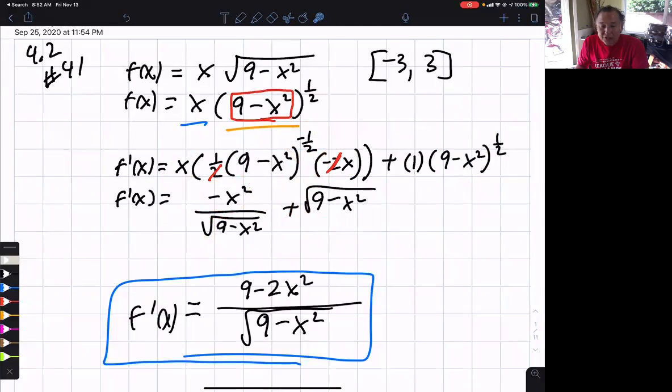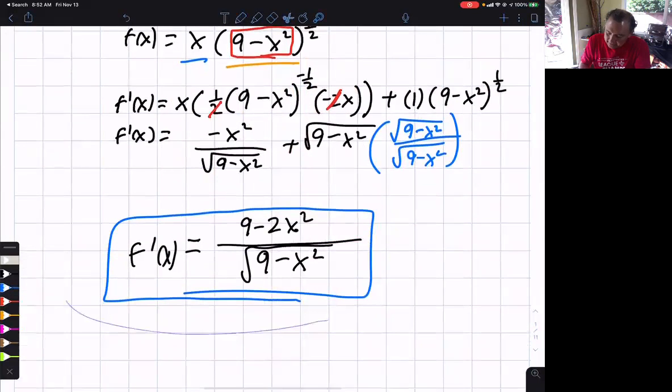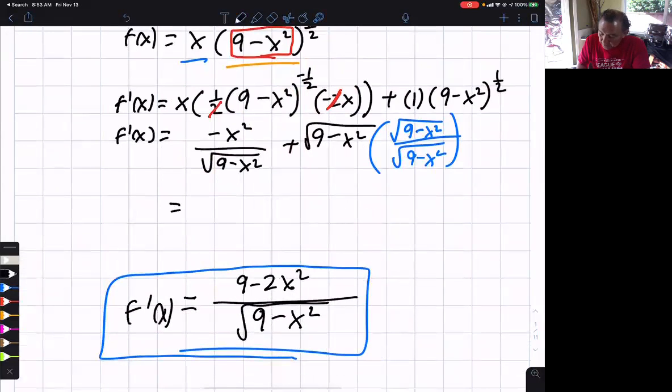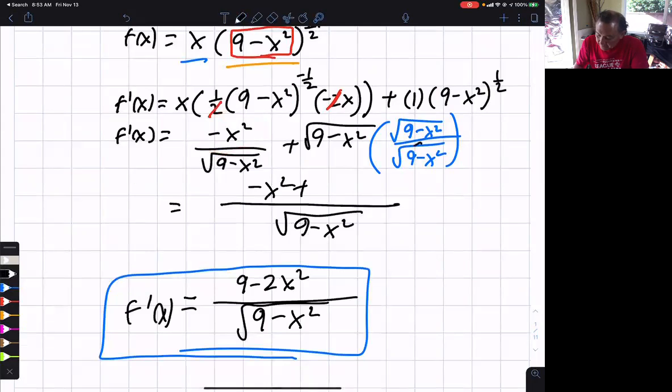To add these fractions, I need a common denominator. This one here is missing that. So how do I get it? By multiplying by 1. That's 1. And now I have a common denominator. Let me slide this down further. So I can put this over the common denominator of 9 minus x squared. This is still there, so I have minus x squared plus, and I have this on top.